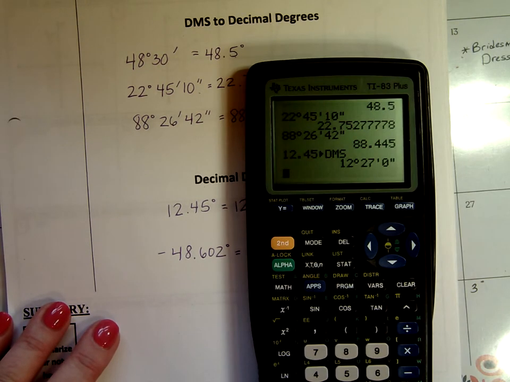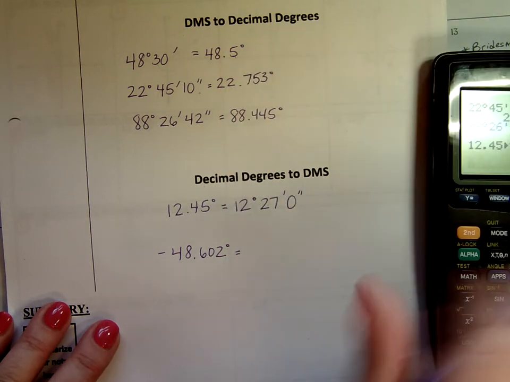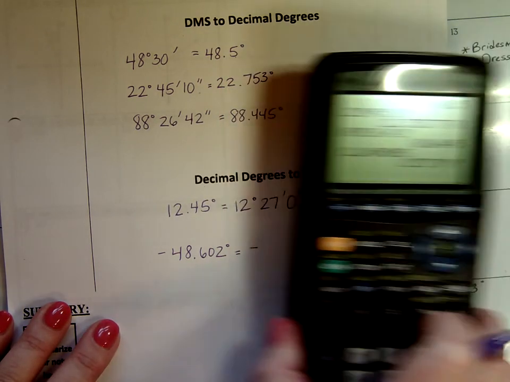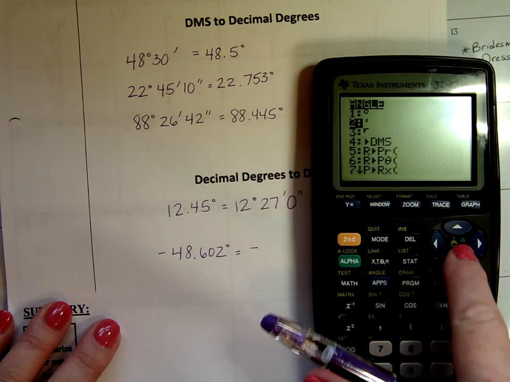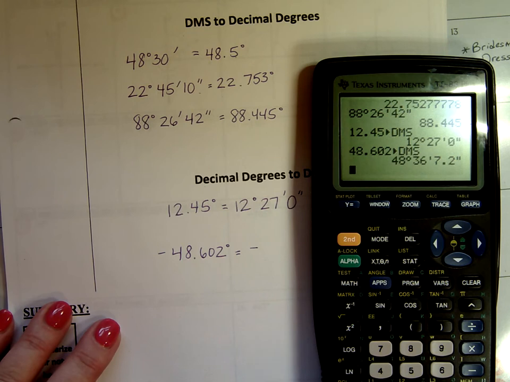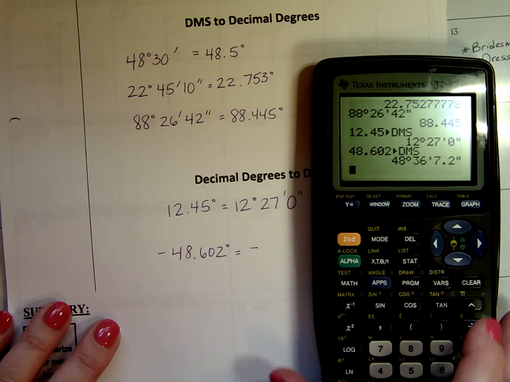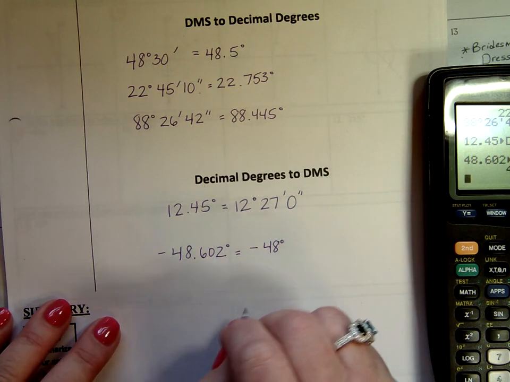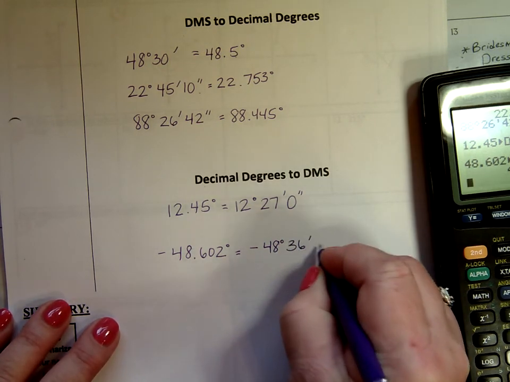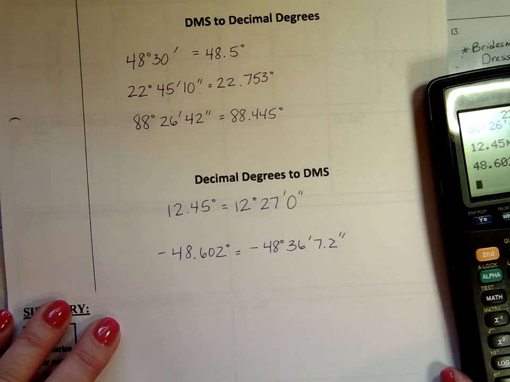When you go to put in the next one, you don't need the negative. The negative is just telling you direction, and so we know in the end our answer is going to be negative as well. But when I plug it in, I only need the 48.602. I'm going to go to the second apps menu, number 4. Hit enter one more time, and there it is. This one's kind of interesting because I've got a 0.2 at the end, but that's all right. So it is 48 degrees, 36 minutes and 7.2 seconds. And so that's how you convert between the two things.